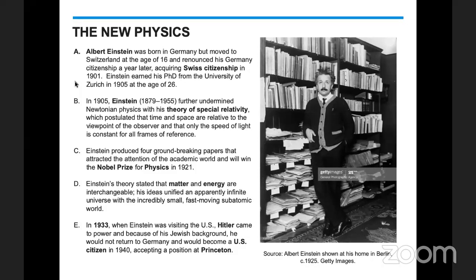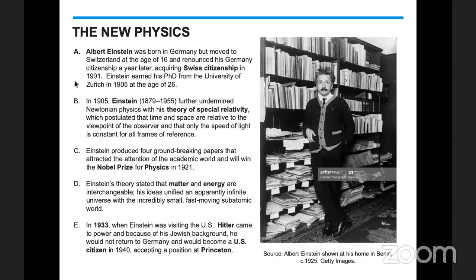In 1905, he will undermine what we've known as Newtonian physics with his theory of special relativity. It postulates that time and space are relative to the viewpoint of the observer, and that the speed of light is constant for all frames of reference. There are lots of YouTube videos if you want to look at Einstein and this idea of the theory of relativity and time and space. There's the twins paradox that's also really interesting to look at.